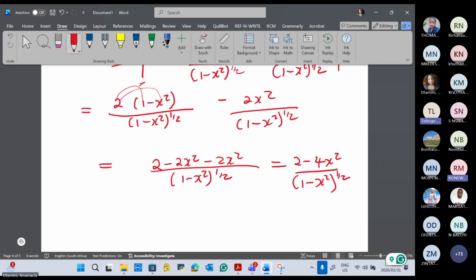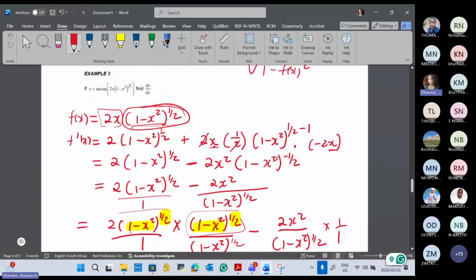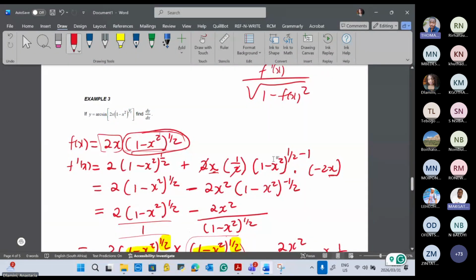Yes, ma'am. So in this case, I'm showing the study guide: instead of using the power of half, they use the root. But the class will try to do it in a different form so that we can see that we get to the same answer. So that was the derivative. Do you see that? That was only the derivative, guys. So we leave it like that.